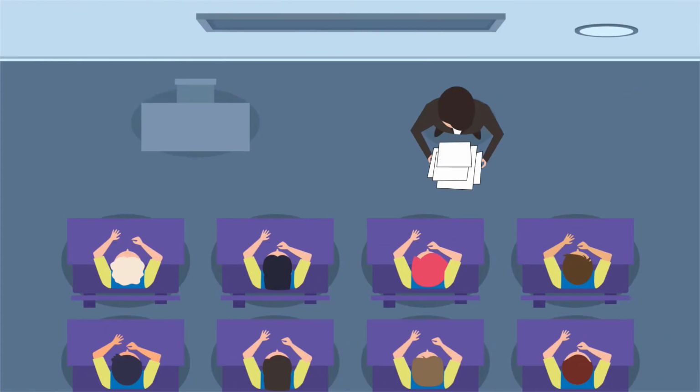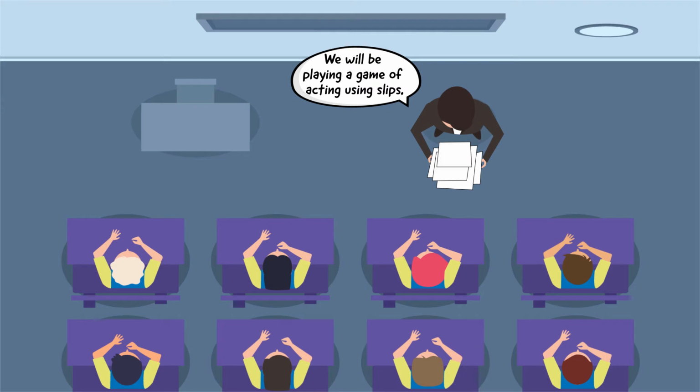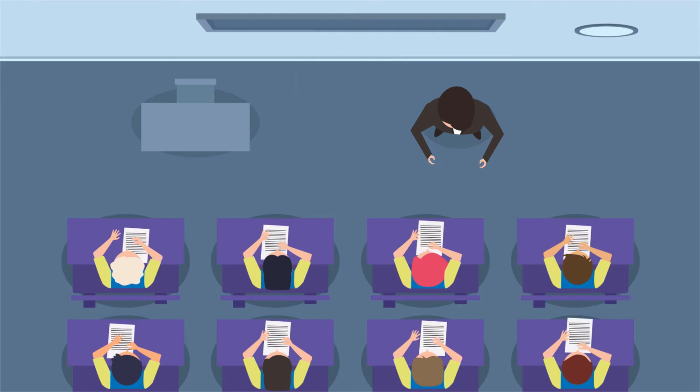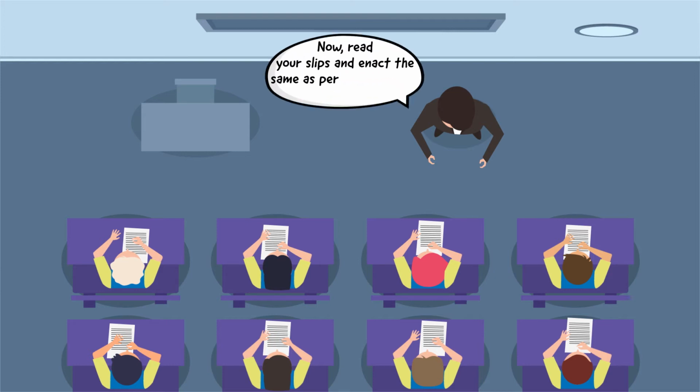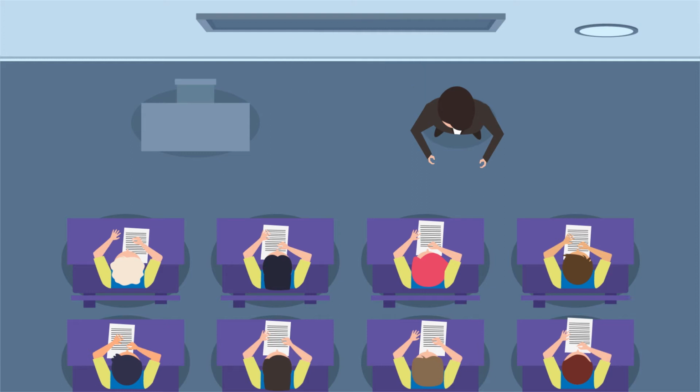We will inform the students that we will be playing a game of acting using slips to form a story of Alice in Wonderland. After distributing the slips, we will ask them to read their slips and enact the same as per the sequence 1 to 16. We will assist the students by being bilingual if needed.